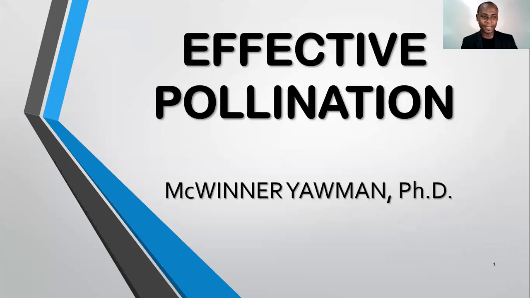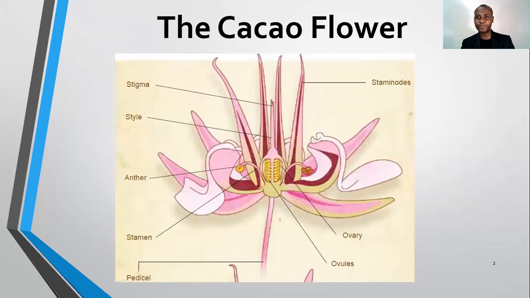So now let's talk about effective pollination. Let's begin by looking at the flower again. I mentioned earlier the various parts of the flower. If you want to use artificial pollination, you really need to understand the nature of the flower.